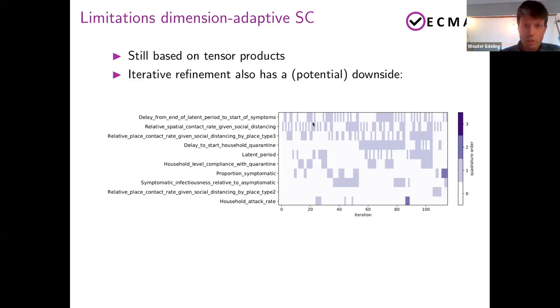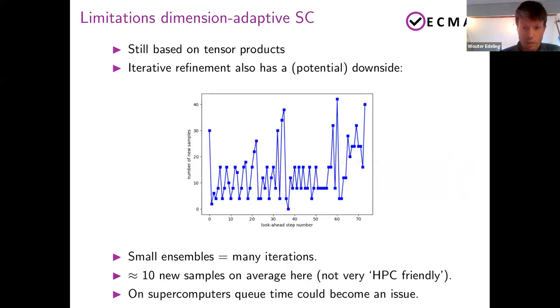Now this has a potential downside. I'm saying potential, it doesn't have to be a downside, but you have this big problem and you're breaking it up in small pieces. But with this method, you're breaking it up in a lot of small pieces. I'm just showing you 70 iterations. I think for the COVID sim work, we needed like 130 or something. And if you look at the number of new samples that you compute at each iteration, it's rather low. Sometimes you might get 40 or something, but on average, it's around 10 new evaluations.